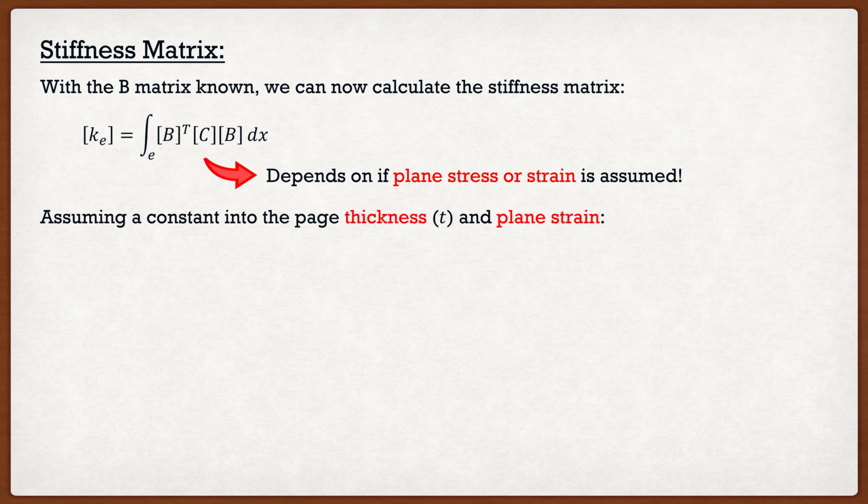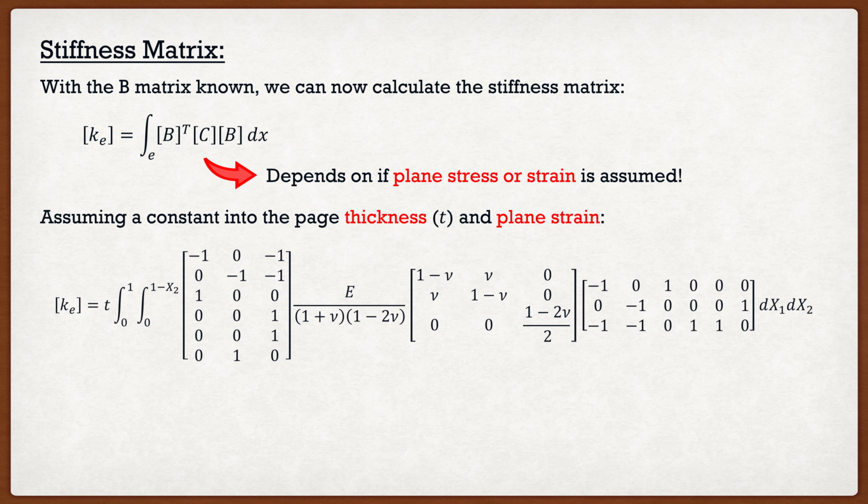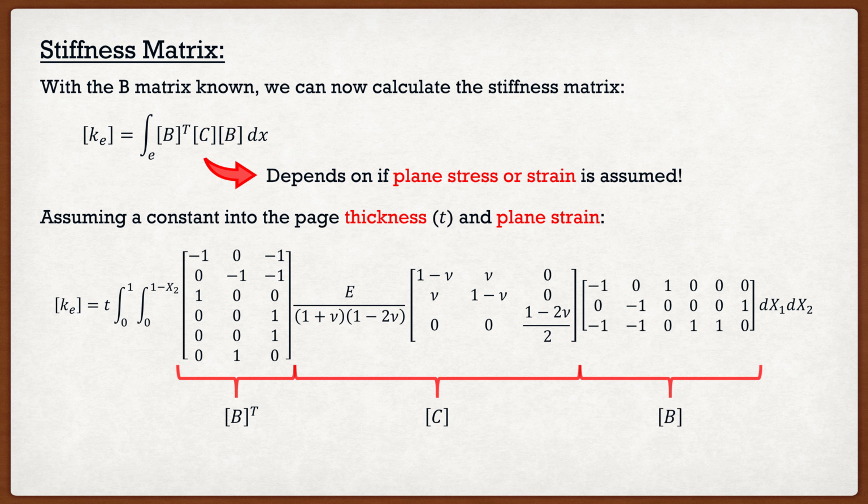Now, if we assume plane strain and a constant into-the-page thickness t, we can actually calculate our stiffness matrix as the following. And yes, this looks really gross, but again, it's just the combination of those three components that we had above. First, we have B transpose, then we have C. So again, this is going to be our constitutive law for plane strain. If it was plane stress, we would have a different constitutive law. And then we follow it up with B itself. And then we put all this together, and then we integrate it from 0 to 1 minus x2 in the x1 direction, and then from 0 to 1 in the x2 direction.